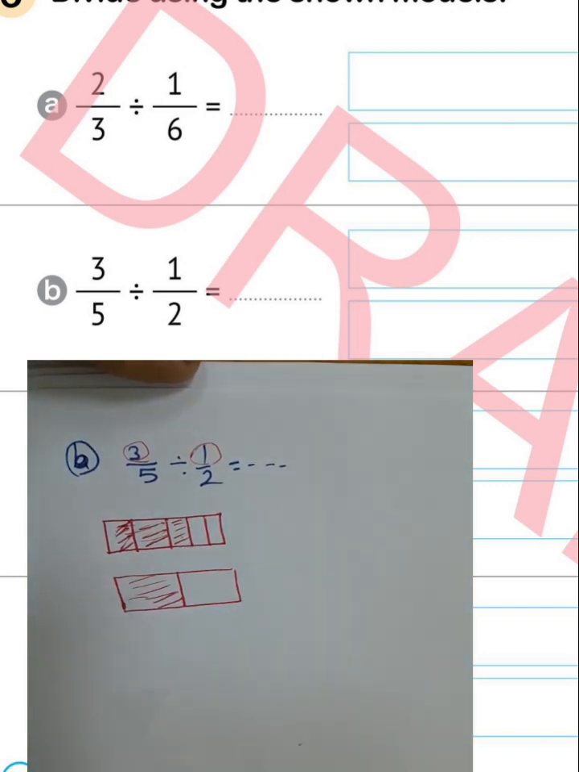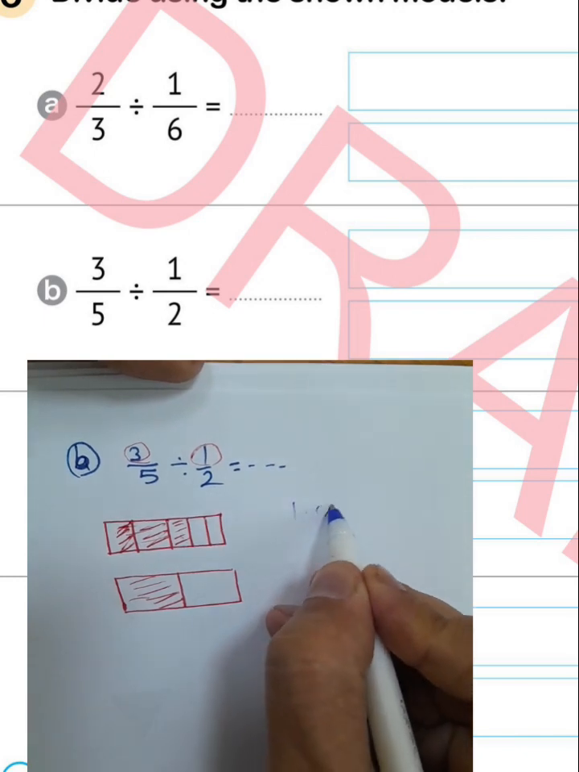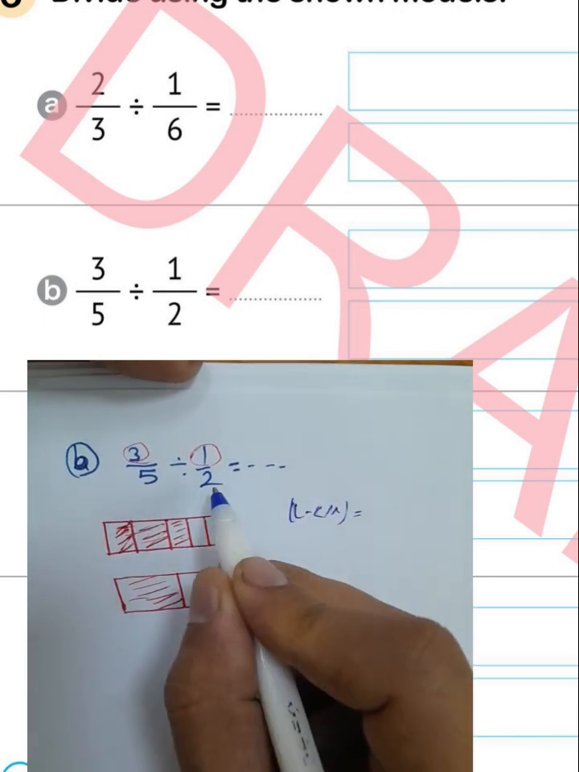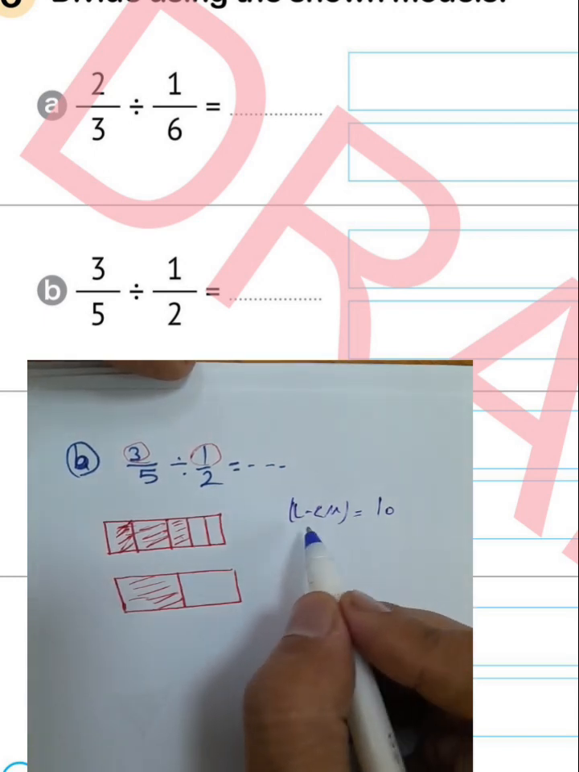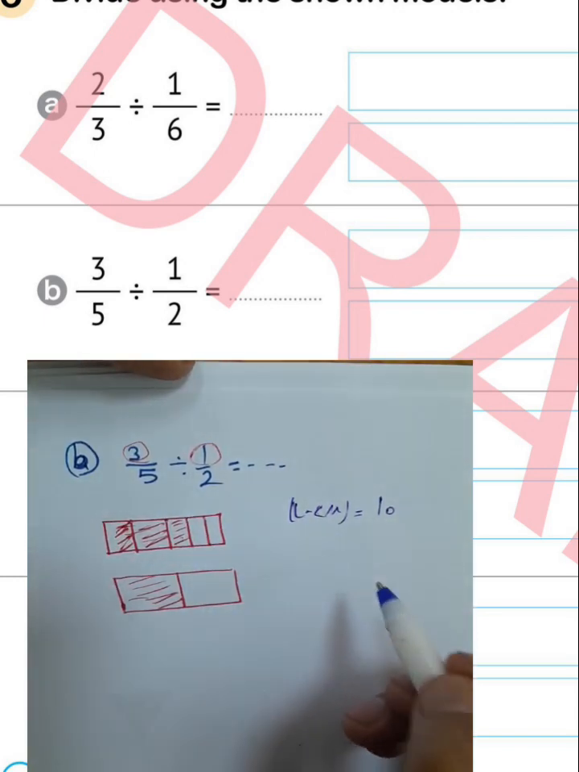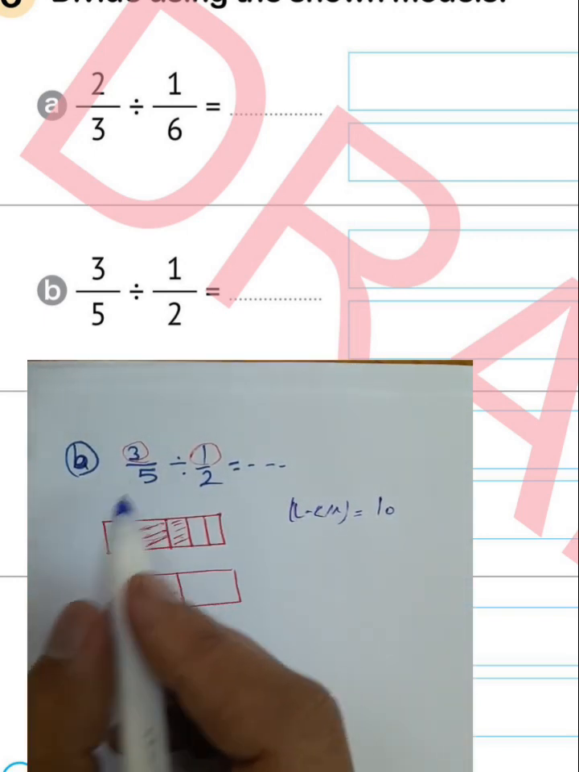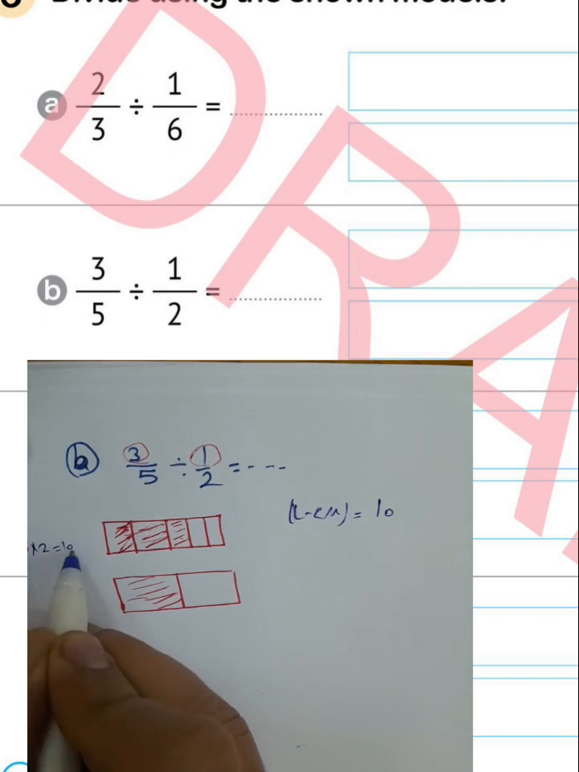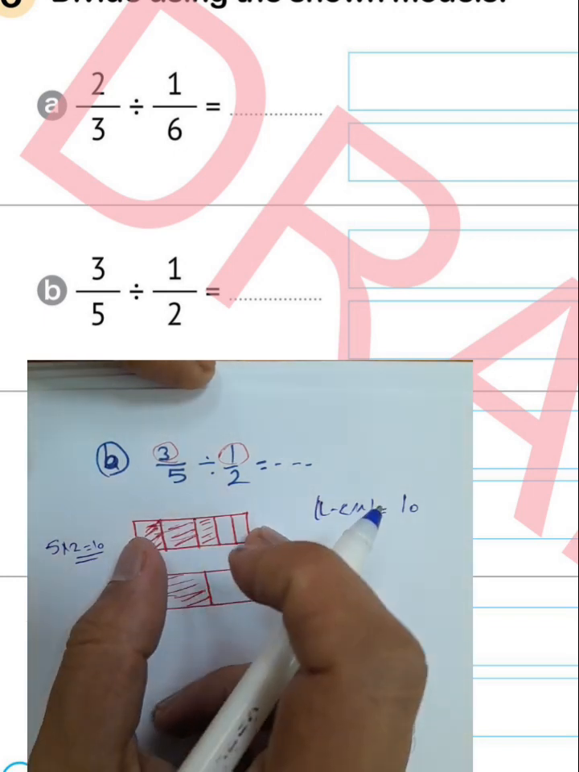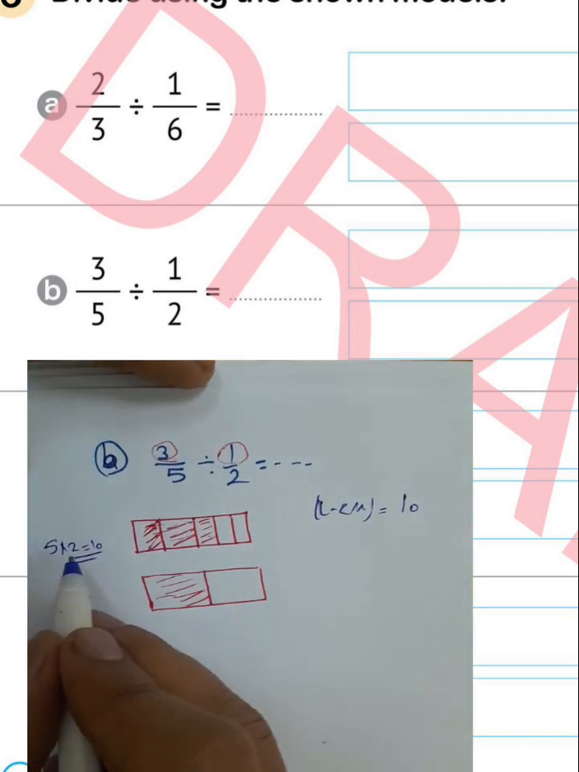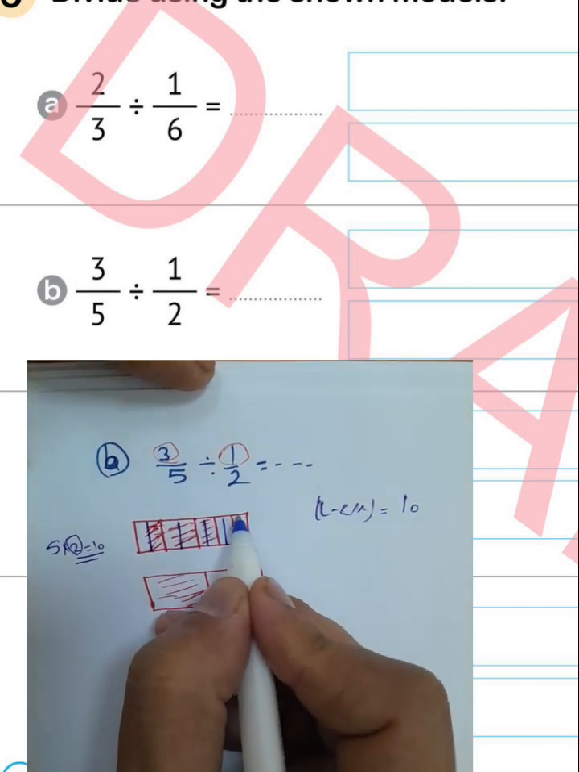Okay? And then, ask yourself, the least common multiple between the 2 denominators. It will be what? 2 times 5 equals 10, because 5 and 2 are called relatively prime numbers. Then the least common multiple between them will be their product, 10. And then you will divide here, 5 times 2 equals 10. Then this model has 5 parts, each part we will divide into 2 equal parts.